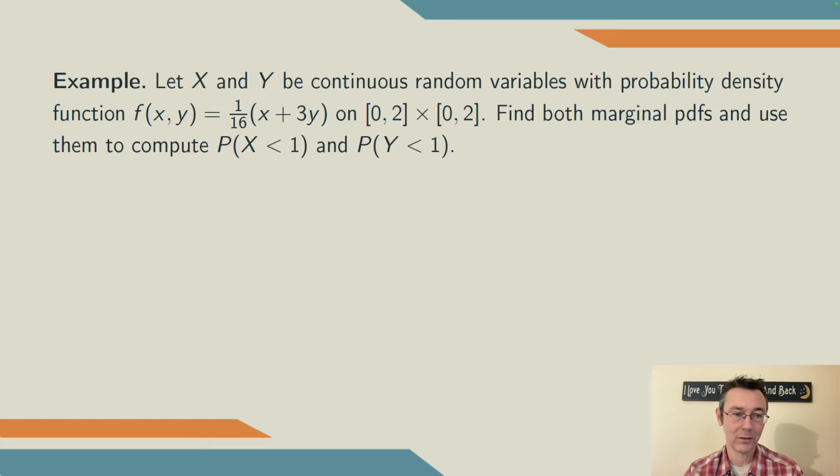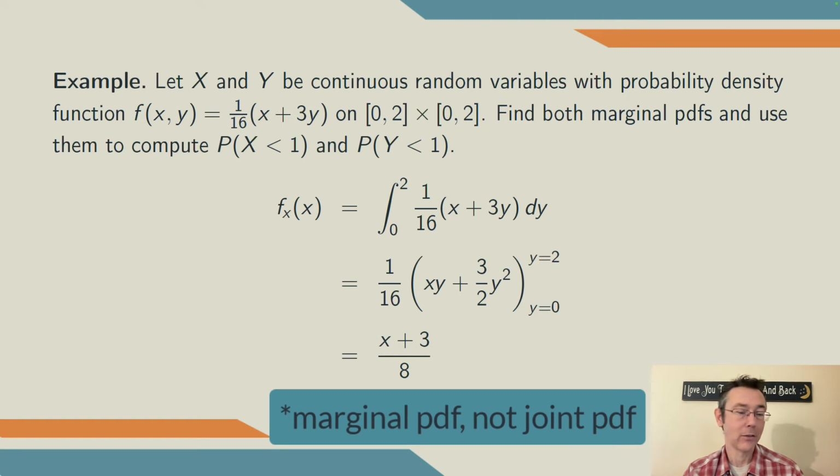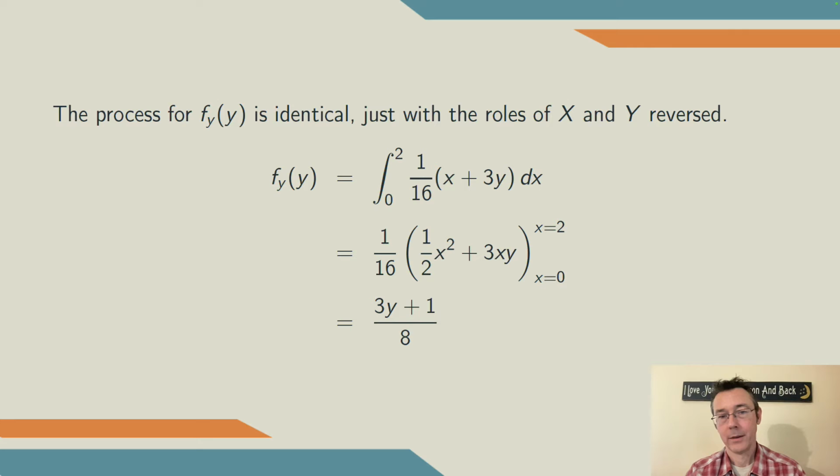So I recommend pausing the video here, using the definitions from the previous slide, to try this on your own before seeing my solution. Starting with f sub x of x, we're taking the joint PDF and integrating it with respect to y. Now, technically, we're integrating from negative infinity to infinity, but f of x comma y is only non-zero when y is between 0 and 2. So that means we can just integrate from 0 to 2. We're integrating with respect to y, which means treating x like it's just a constant. And when we do out all of the arithmetic and plug in y equals 0 and y equals 2, we get that the marginal PDF of x, f sub x of x, is (x plus 3) over 8.